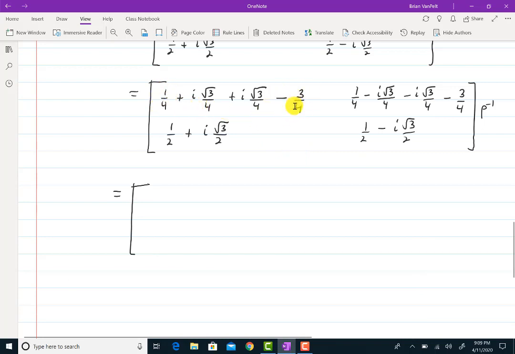1/4 minus 3/4 is -2/4, so -1/2. And then i radical 3 over 4 plus i radical 3 over 4 is 2i radical 3 over 4. So that's i radical 3 over 2. And over here, the same thing is going to happen almost. I'll get -1/2, but then I'll have minus i radical 3 over 2. And then down here, these stay the same.